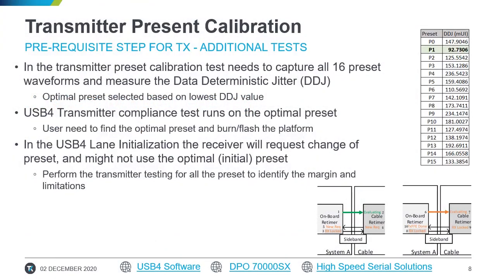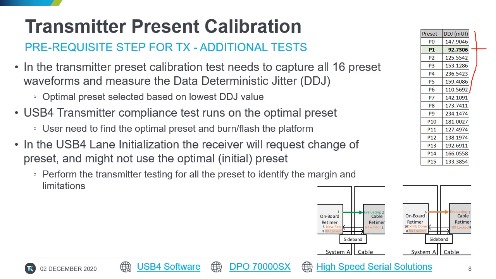In this section, I will walk you through the new test requirements in USB4 and the corresponding test challenges. The first test is transmitter preset calibration. It's a prerequisite step for transmitter testing. In this test, we capture all 16 preset waveforms and then we measure the data deterministic jitter, DDJ. The one that provides the lowest DDJ value is selected as the optimal preset. So in this example, I have P1 as my optimal preset.